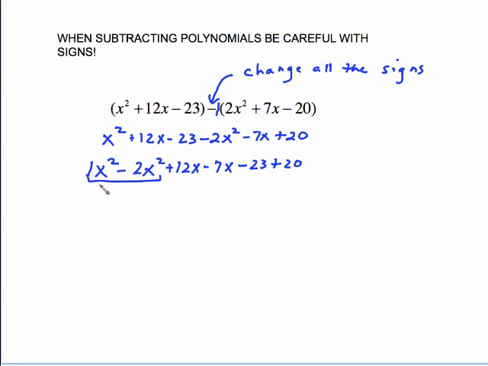You know there's 1 right here. 1x squared minus 2x squared is negative 1x squared, but more simply it's just negative x squared. 12x minus 7x is 5x, and a negative 23 plus 20 is a negative 3. I could have thought about this as negative 1 and then multiplied. Negative 1 times 2 is what gives me the negative 2. Negative 1 times 7 is what makes the negative 7. Negative 1 times negative 20 is what makes the positive 20.